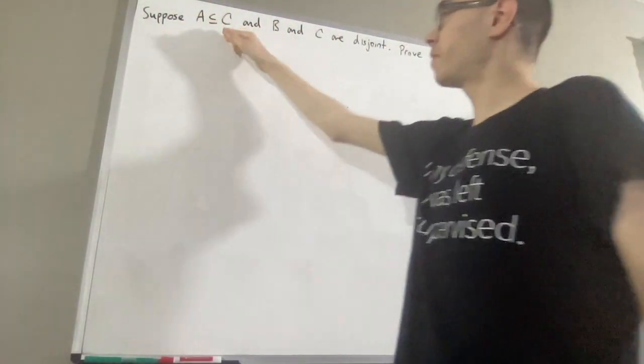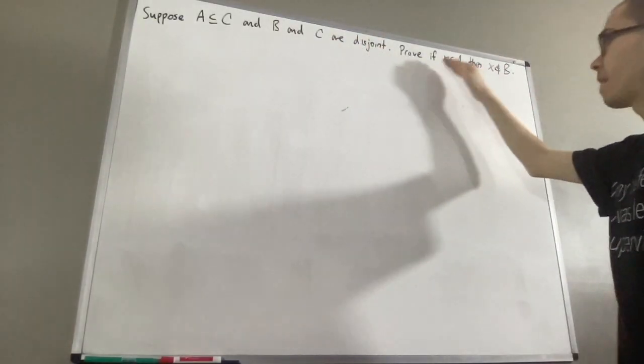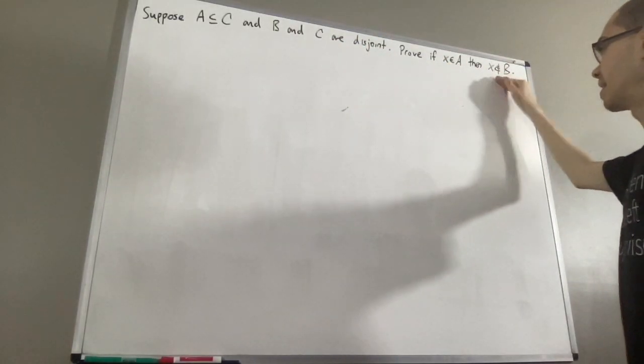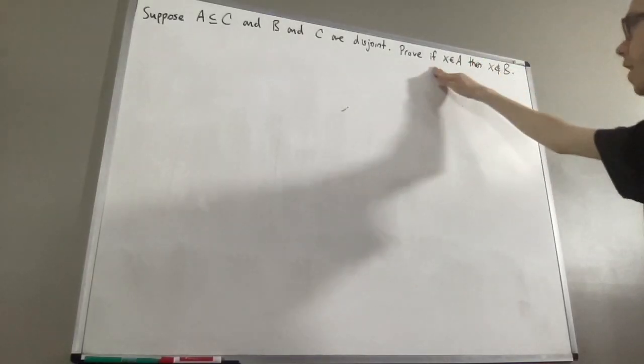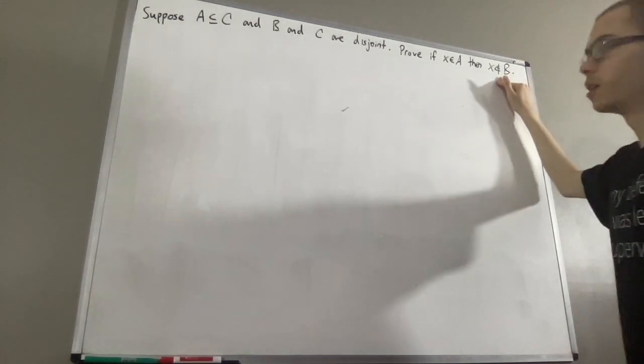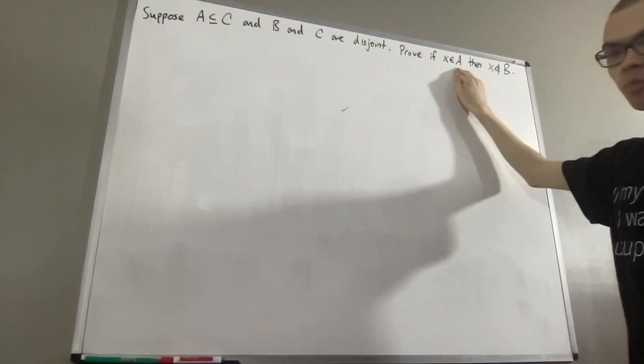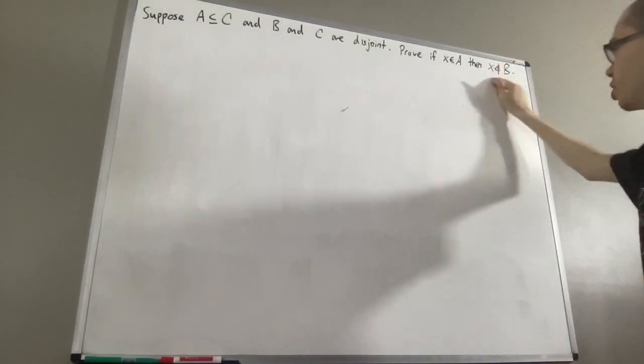Suppose A is a subset of C, and B and C are disjoint. Prove if X is an element of A, then X is not an element of B. So we're trying to prove a conditional statement. And to prove a conditional statement, the standard technique we could try first is we make the assumption that this is true and try to logically deduce that this is true.